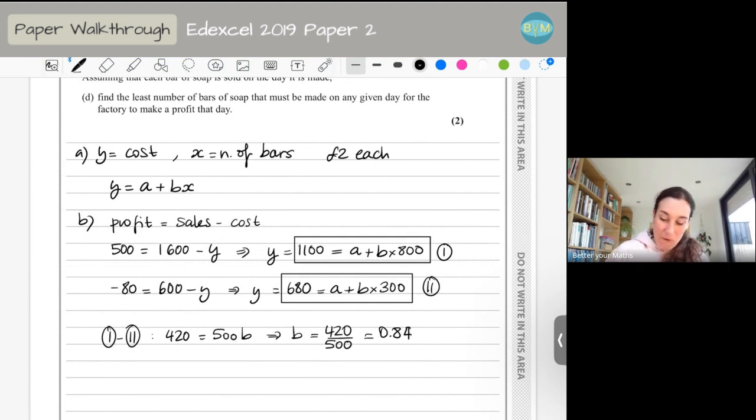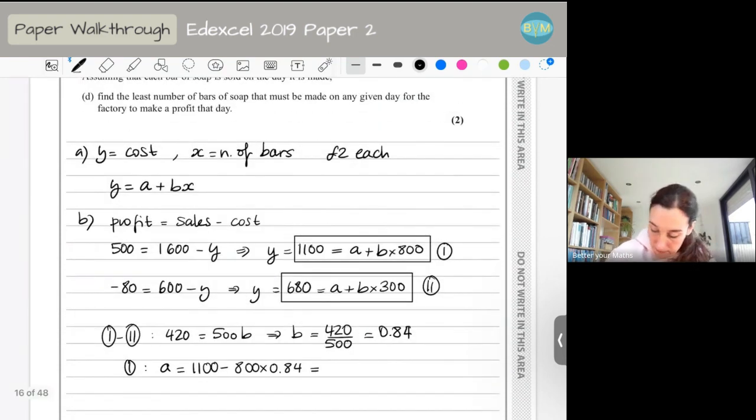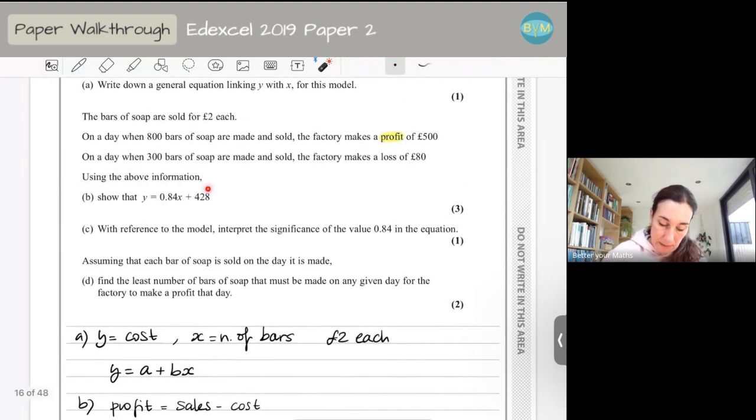And then from there, I can get A. So for example, for number 1, A is going to be 1,100 minus 800 times B. And then I get the other value that I need to find. I'm just going to do it just in case. 428, no? Yeah. So those are the two values that we needed, the A and the B. All good so far? Okay.